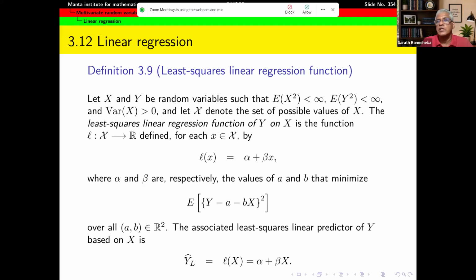So here we are going to consider actually a population phenomenon rather than a sample phenomenon. So that will be in part two of this lecture.